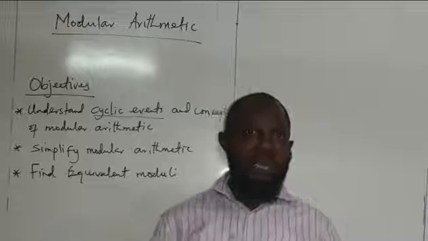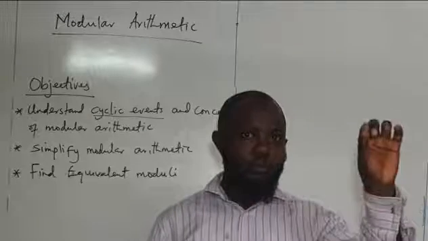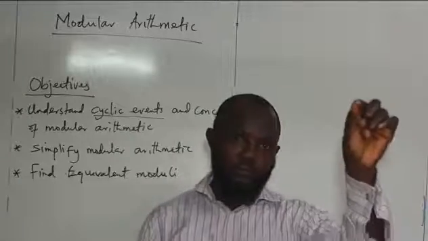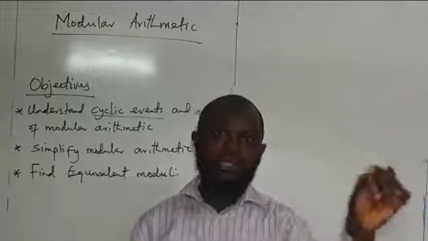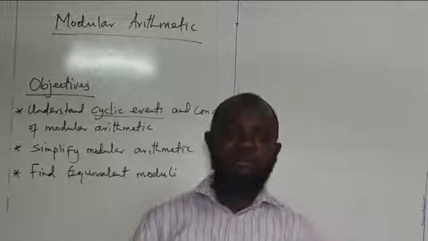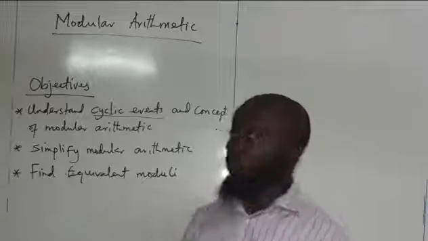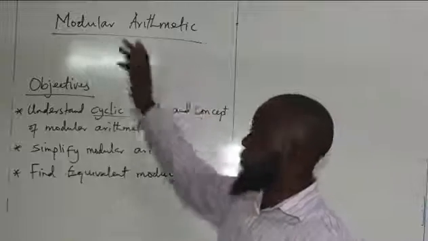The same thing with our clock. From 12, we move to 1, 2, 3, back to 12. 1, 2, 3, back to 12. You can see it is cyclic. So that is a cyclic event, and we want to look at that concept. That will now help us to understand what is referred to as modular arithmetic.